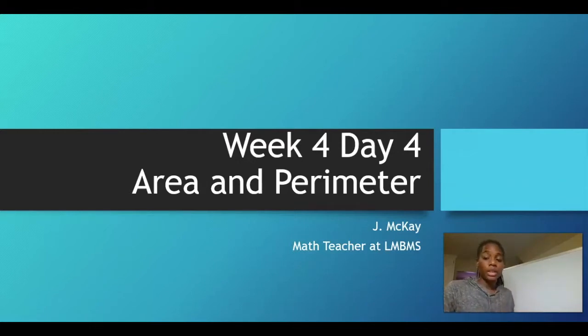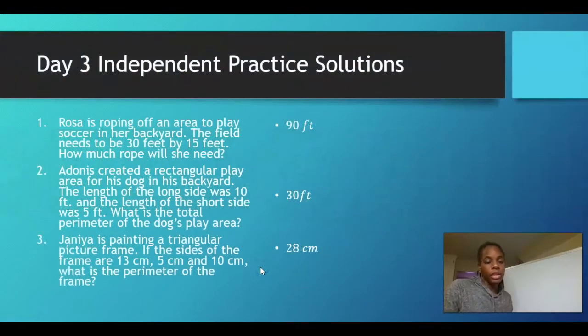First thing we're going to do is review the independent practice solutions that you had from yesterday's independent practice, and we will go from there. The first question was talking about Rosa and her soccer, and she wanted to play soccer in her backyard. For all of these, you needed to create a rectangle or a triangle so that you could see an image and then place those numbers onto the image itself. And then from there, you would just add up all of the sides.